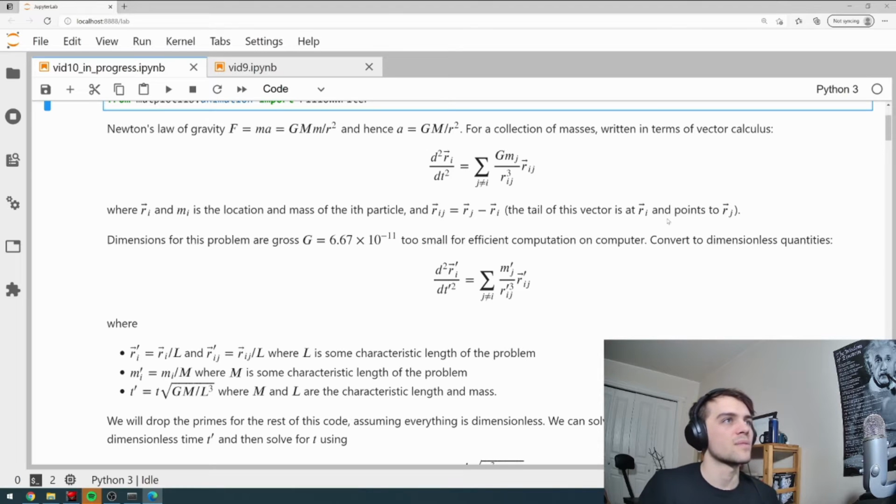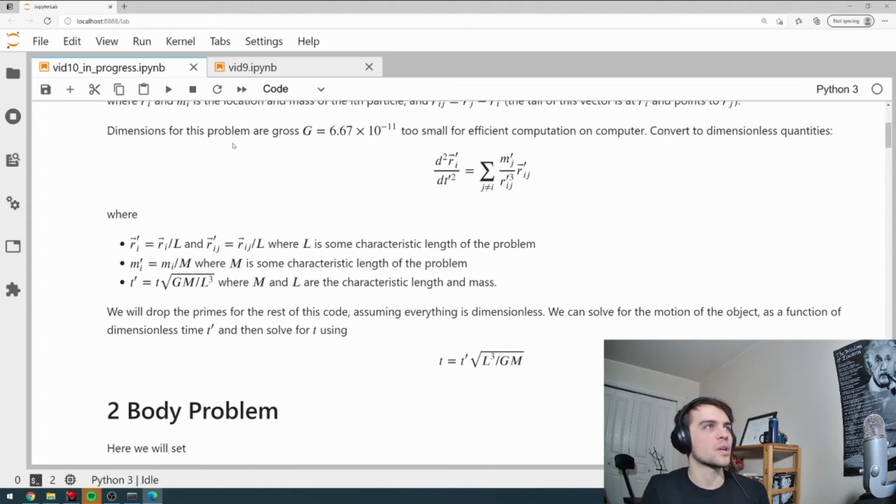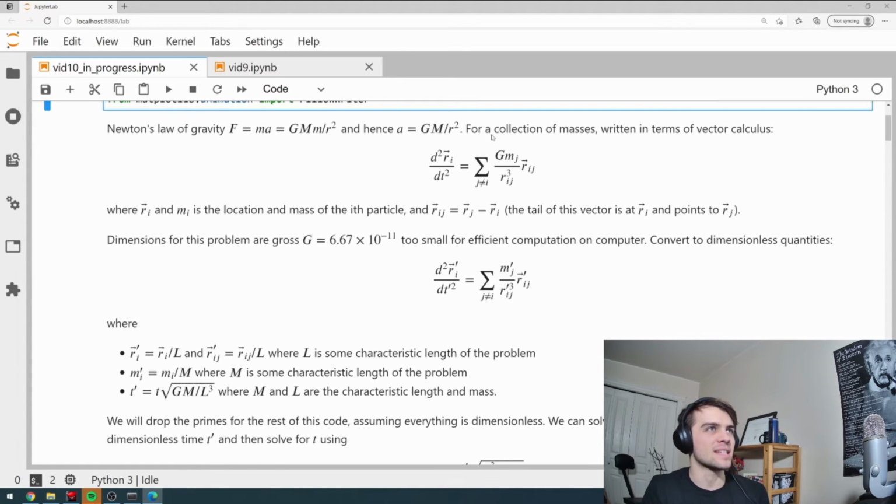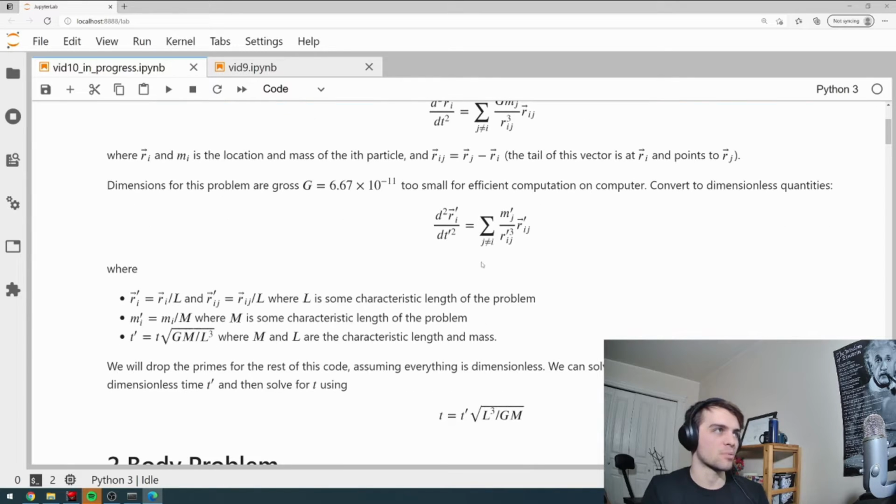So that's everything here, but the dimensions are gross. You don't want to be putting in 6.67 times 10 to the negative 11 for G, 10 to the 24 for the mass, or anything like that. So we're going to define things like this. We're going to write the equation like this, and we've divided by a bunch of things. Everything is primed here. r_i prime is r_i divided by L. I'll tell you what L is in a second. m_i prime is m_i divided by M. t prime changes as well, so all the variables change here.